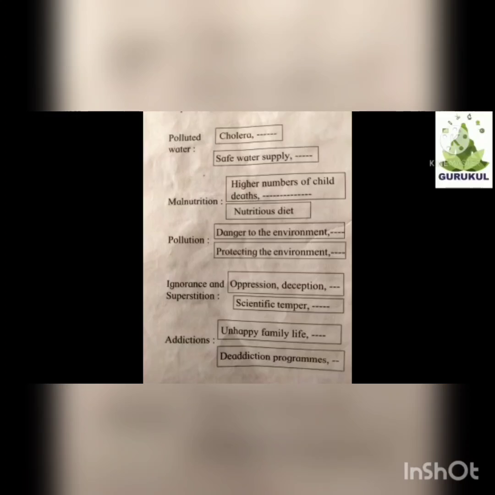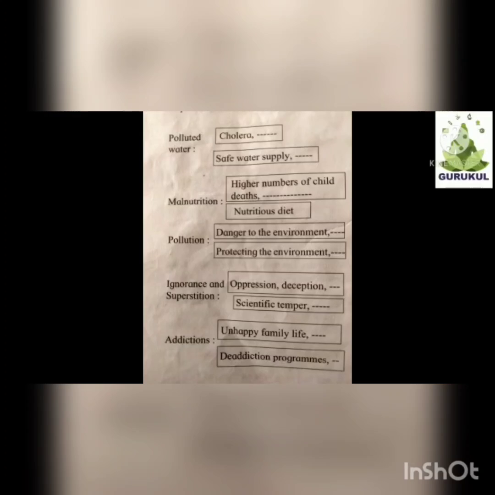First one, polluted water. So the ill effect is cholera, and the remedy is we have to drink safe water. Okay, then malnutrition. It causes a higher number of child deaths. So the remedy for that is we have to eat a nutritious diet. Next one, that is pollution. It causes dangerous effects to our environment. So what are the remedies? We have to protect our environment.